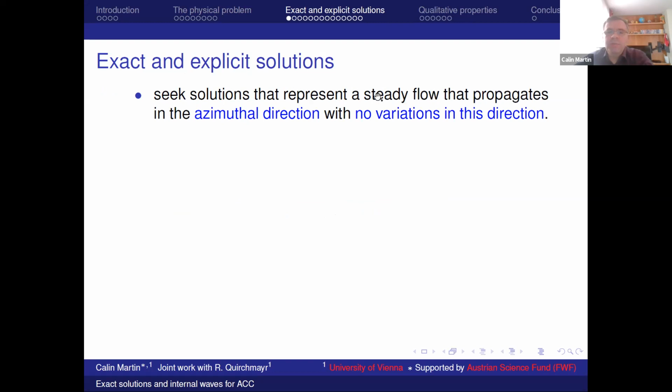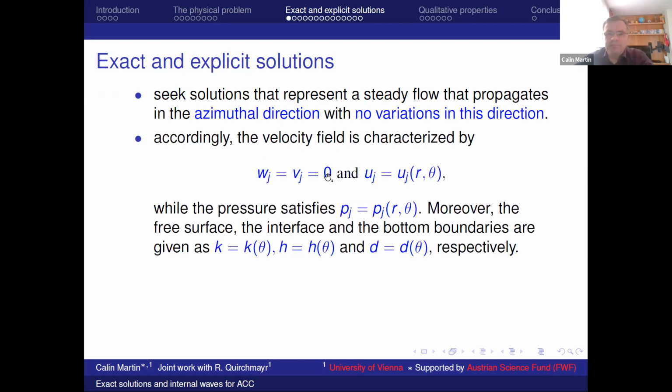So actually, to mimic what happens in the ACC, we will seek solutions that represent a steady flow. That means we suppress time from the equations, and the steady flows will propagate in the azimuthal direction and with no variations in this direction. So this means that only the azimuthal component is allowed to depend on r and theta, and the other two components, the vertical component and the component along e theta, are asked to vanish. And we ask that the pressure also depends on r and theta.